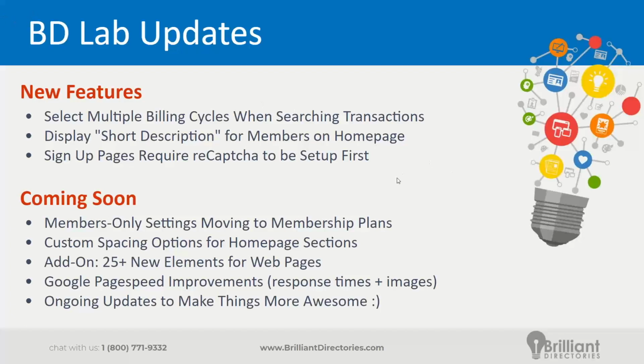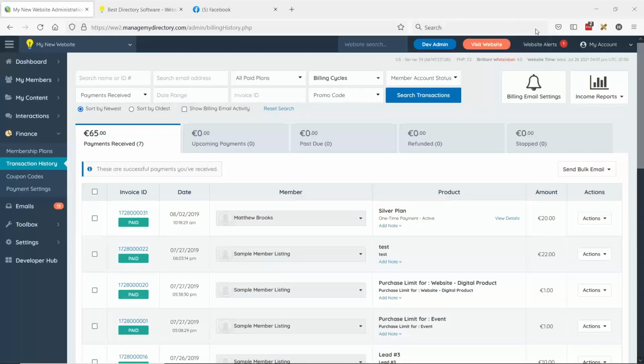So let's take a look at what that looks like. Yep, perfect. There are a handful of filters at the top here. Before, you could only select one, but if you wanted to see all your payments received that are monthly and annually only, you can now select those. So you can search for as many or as few billing cycles as you want. That should be pretty helpful.